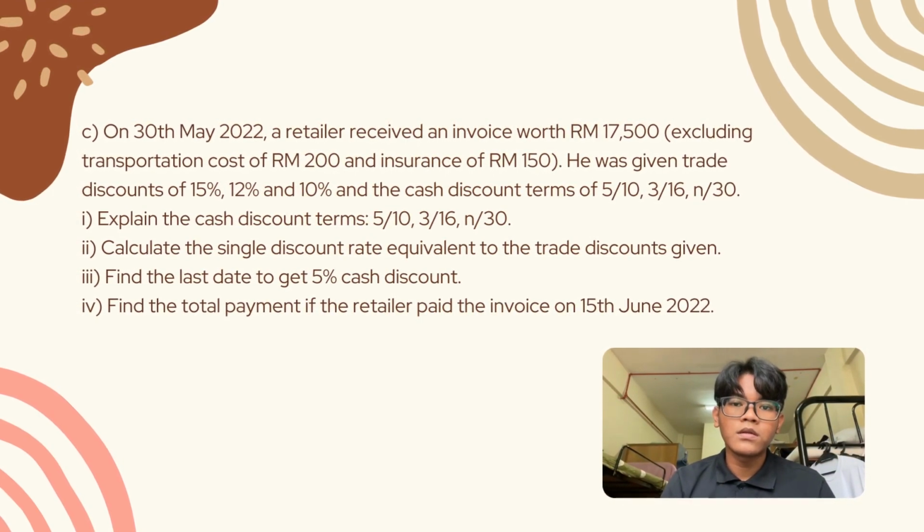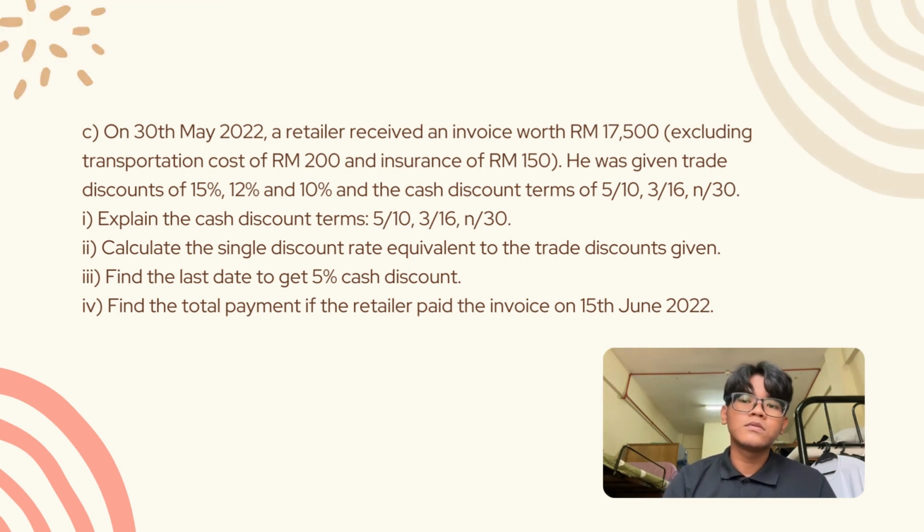C. On 30 May 2022, a retailer received an invoice worth RM17,500 excluding transportation cost of 200 ringgit and insurance of 150 ringgit. He was given trade discounts of 15%, 12% and 10% and the cash discount terms of 5/10, 3/16 and N/30. 1. Explain the cash discount terms. 2. Calculate the single discount rate equivalent to the trade discounts given. 3. Find the last date to get 5% cash discount. 4. Find the total payment if the retailer paid the invoice on 15 June 2022.